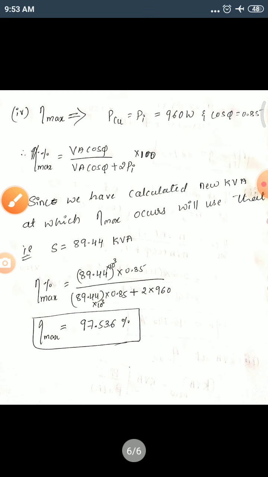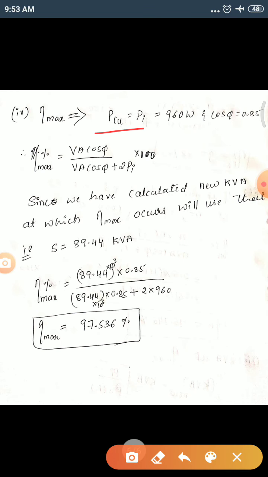Next we will see the maximum efficiency. What is the condition for maximum efficiency? Pi is equal to Pcu, or Pcu is equal to Pi. Both the losses remain the same, meaning both are equal. So here iron loss remains the same, and that is what we have to take. Copper loss is going to change, so here we are going to consider iron loss, and you can consider both also. And then here they have given cos phi as 0.8.